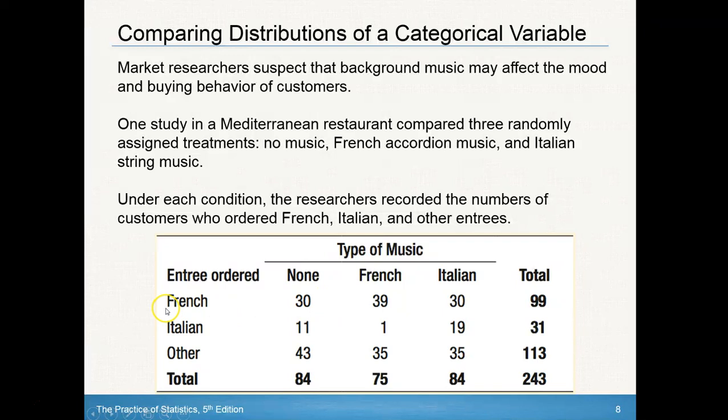So what does this table mean? The entree ordered was French, no music. Entree ordered was French and French music, French and Italian music. Notice there were a total of 99 French meals ordered.